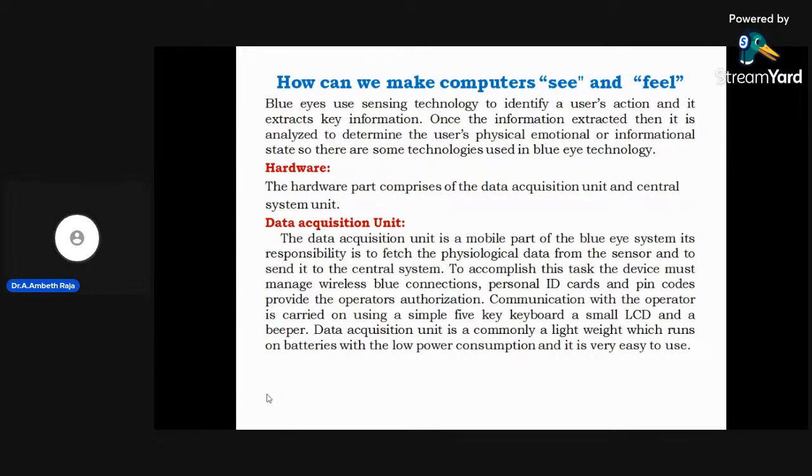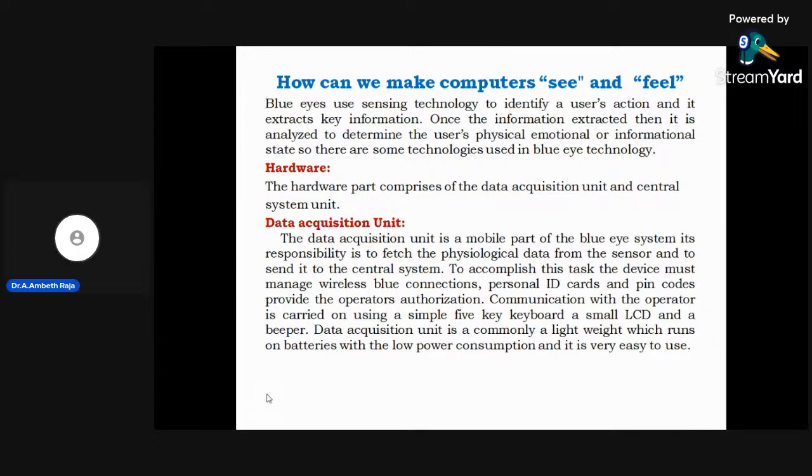Blue Eyes uses sensing technology to identify user action and extract key information. Once the information is extracted, it is analyzed to determine the user's physical, emotional, or informational state. There are some technologies used in Blue Eyes Technology. Mainly there are two components: hardware components and software components. The hardware part comprises the data acquisition unit, the central system unit, and the JAS multi-sensor.